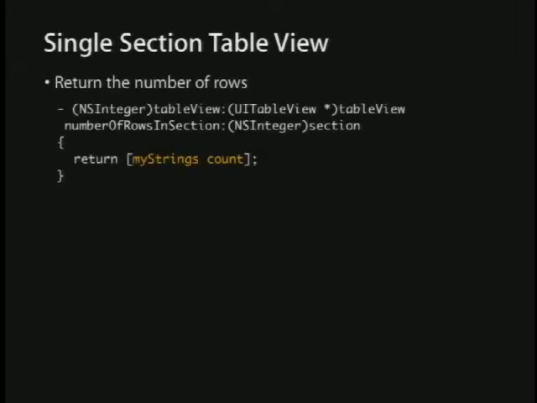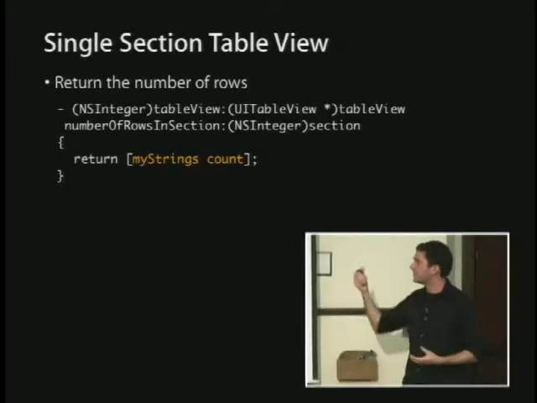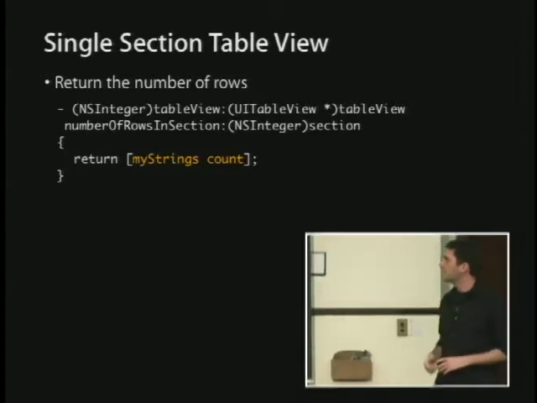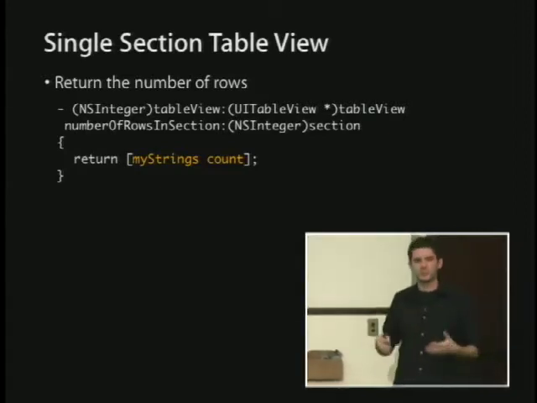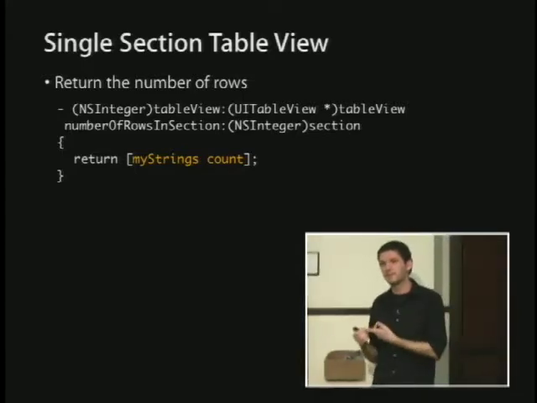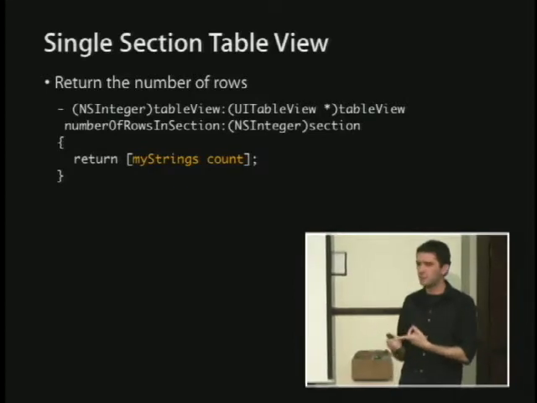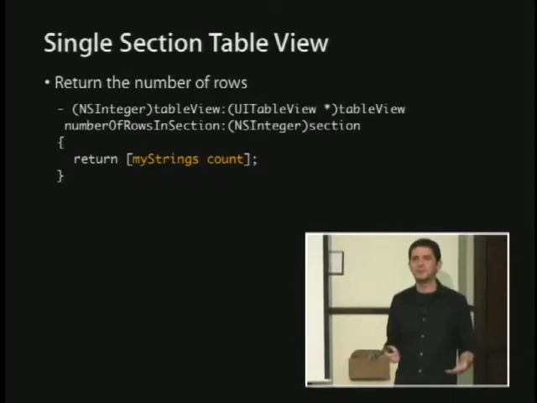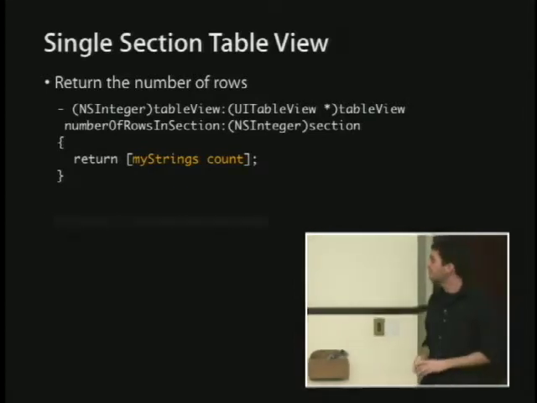So let's take a look at a single section table view. First off, it has to return the number of rows in the table view, in the numberOfRowsInSection method. So let's say we have an array, myStrings, just an array of strings. We'll get the count of those and return that from our numberOfRowsInSection. In this case, we haven't implemented numberOfSectionsInTableView because we only want 1 section, and the default implementation just returns 1.